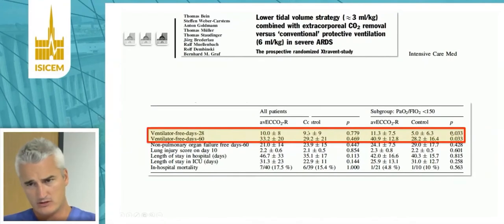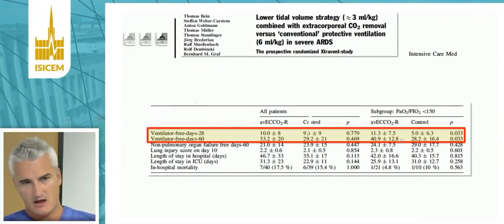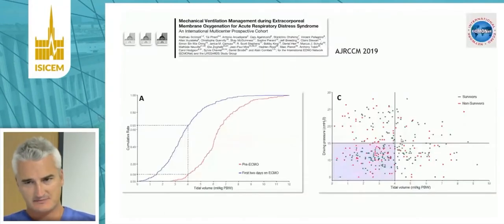But when you focus on the most severe group, the group with a PF ratio below 150, you see a very strong signal saying that maybe for these very severe patients, it may be useful and beneficial to reduce the tidal volume to increase the ventilator-free days.